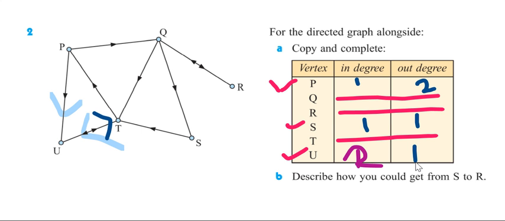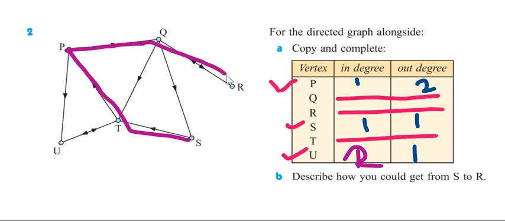How do you get from S to R? You have to take a long way around. You go from S to T, T to P, P to Q, and Q to R. That's how you will go from S to R. You can't go directly from here.